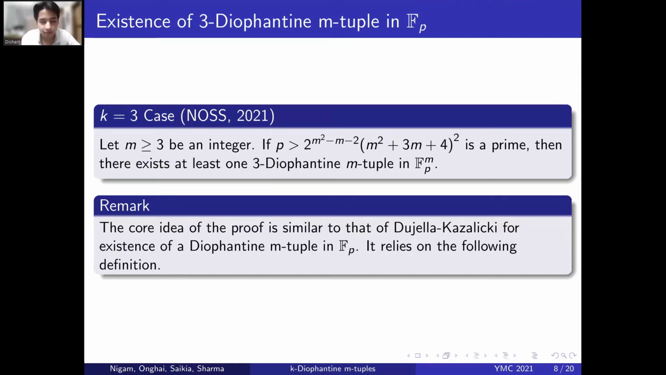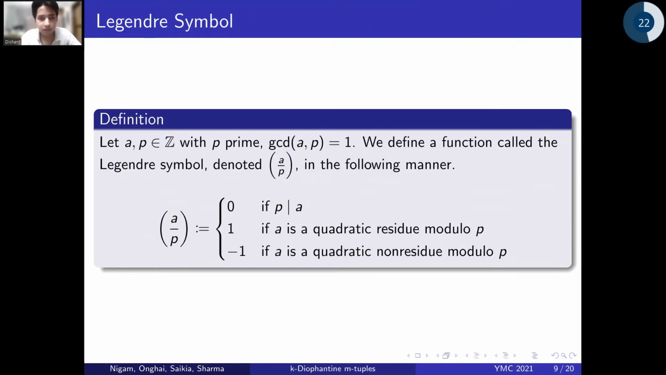Before the proof, we would like to define the following. We define the Legendre symbol here. The Legendre symbol, denoted as (a/p), is defined as 1 if a is a quadratic residue mod p, and it is -1 if a is a quadratic non-residue modulo p. And if p divides a, then (a/p) is 0.